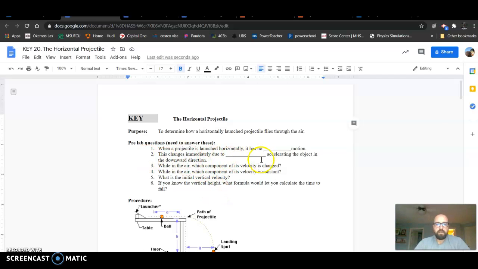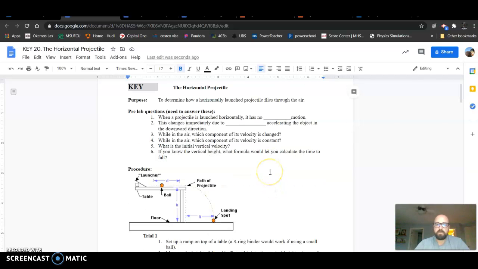Hey, what's up, everybody? So this is the key for the Horizontal Projectile Lab from last week. A couple key things keep coming up as I'm looking through them. But I'll go over the pre-lab questions here, which most kids did pretty well on. We went over them in class.